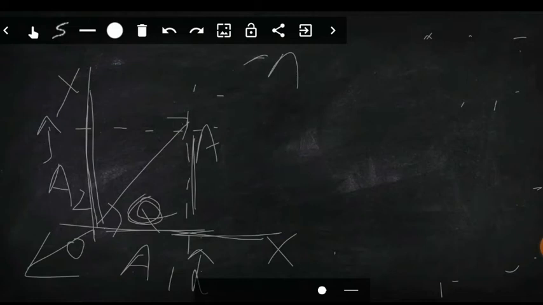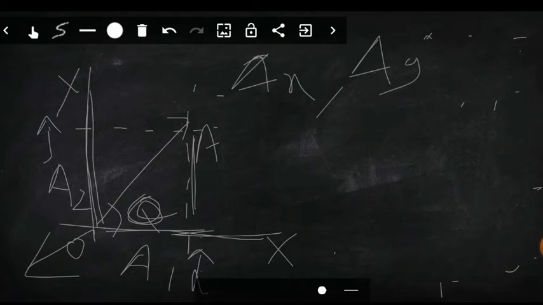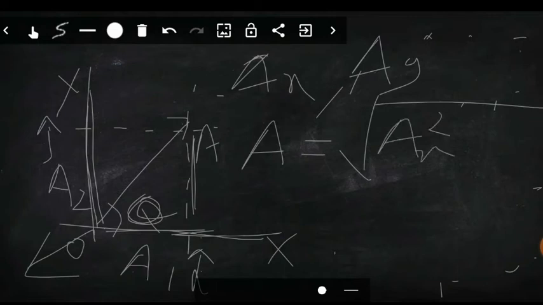How is it possible? In this situation, suppose the ax value and ay value are given, that is, the x component and y component values are given. Then how can we find the resultant vector a? The resultant vector a we can easily find by taking the root of ax square plus ay square, and that gives the resultant vector.